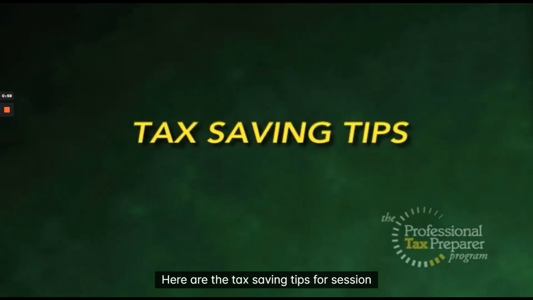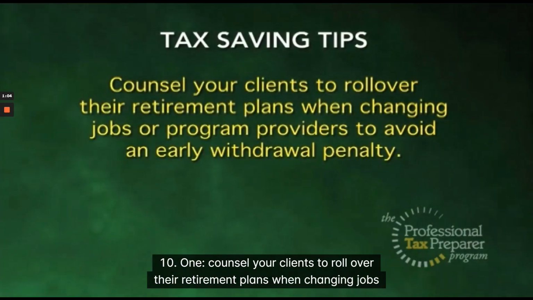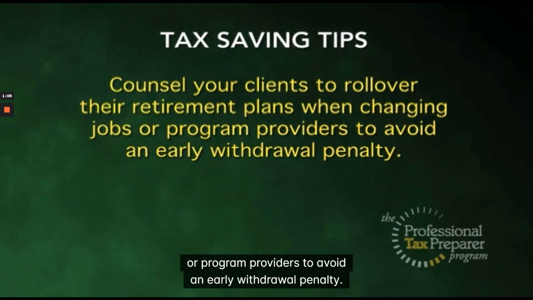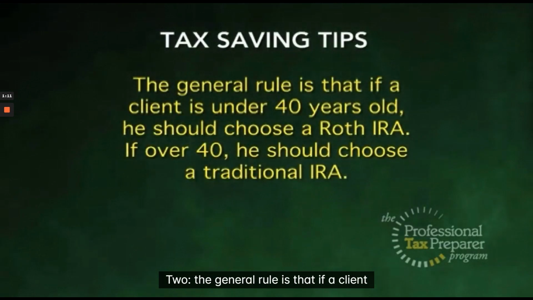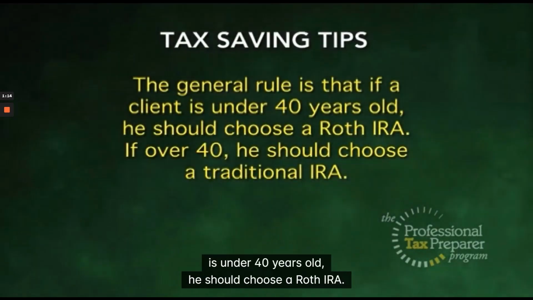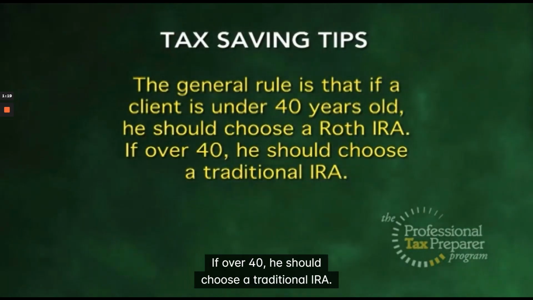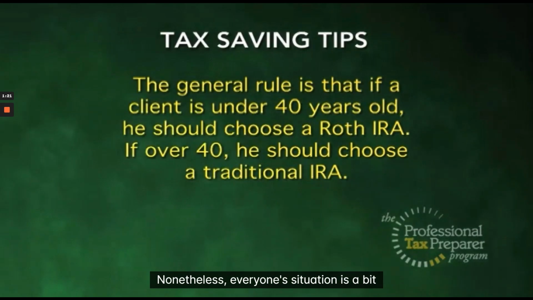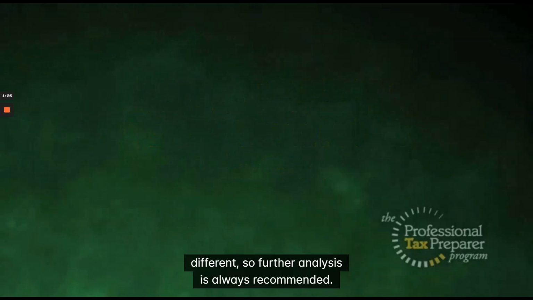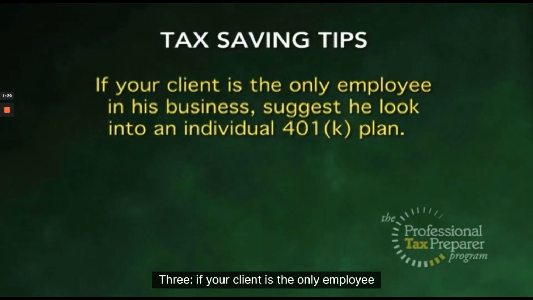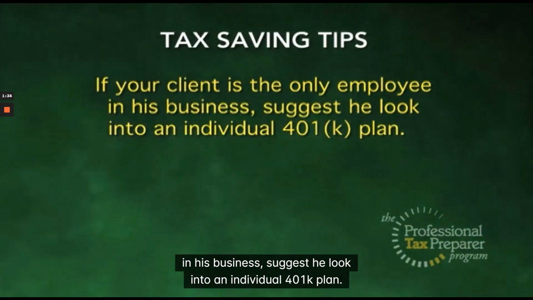Here are the tax-saving tips for Session 10. 1. Counsel your clients to roll over their retirement plans when changing jobs or program providers to avoid an early withdrawal penalty. 2. The general rule is that if a client is under 40 years old, he should choose a Roth IRA. If over 40, he should choose a traditional IRA. Nonetheless, everyone's situation is a bit different, so further analysis is always recommended. 3. If your client is the only employee in his business, suggest he look into an individual 401k plan.